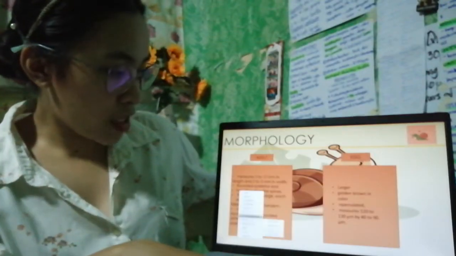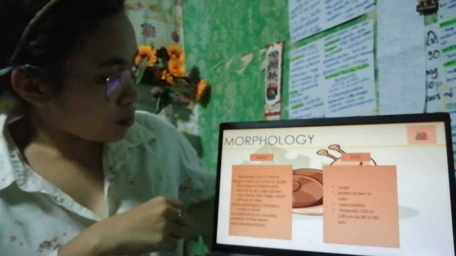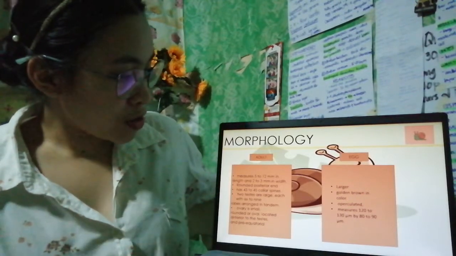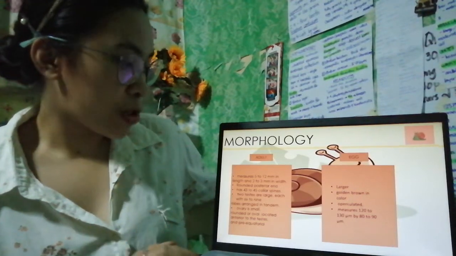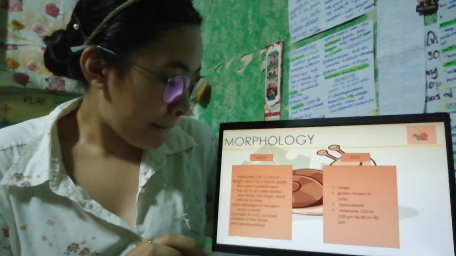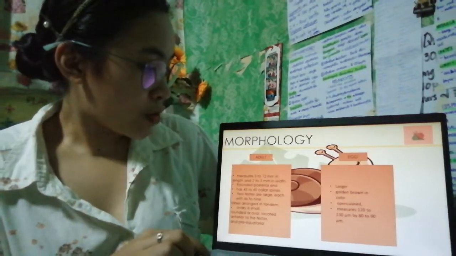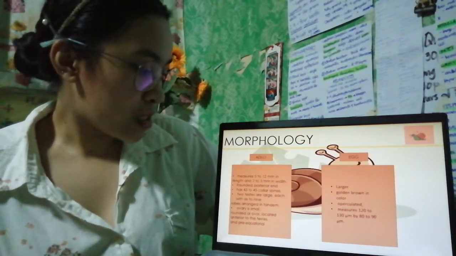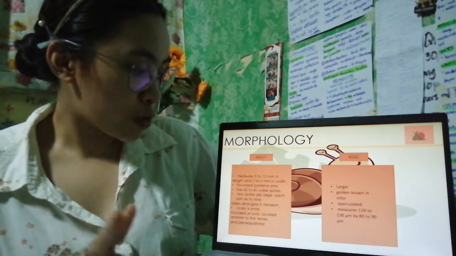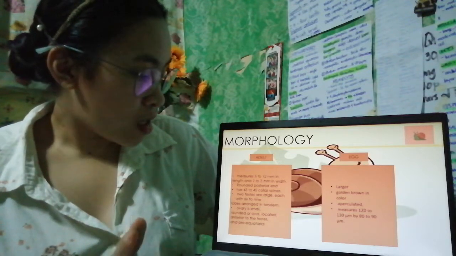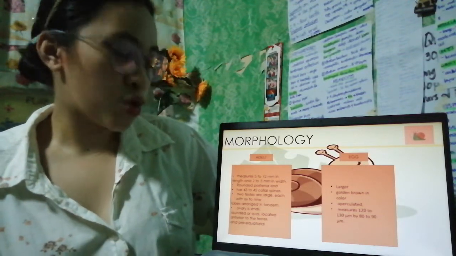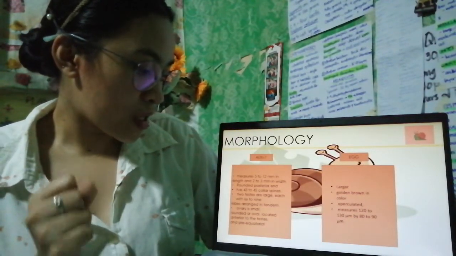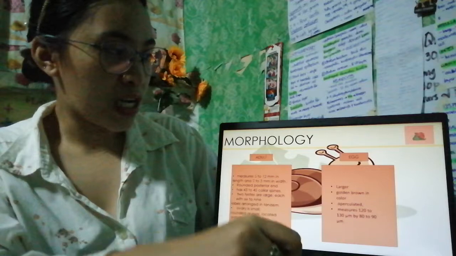The morphology of malayanum: the adult measures 5 to 12 millimeters in length and 2 to 3 millimeters in width. The rounded posterior end has 43 to 45 collar spines. The two testes are large, each with 6 to 9 lobes arranged in tandem. The ovary is small, rounded or oval, located anterior to the testes and pre-equatorial.